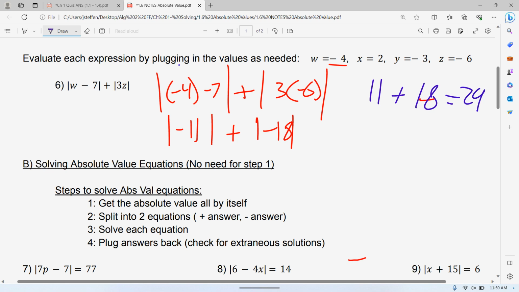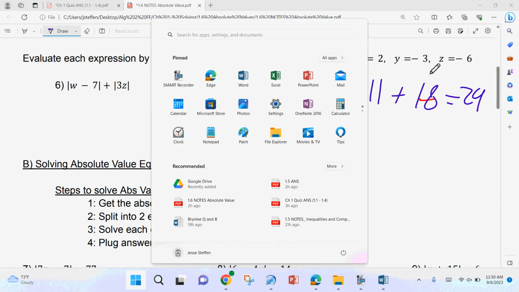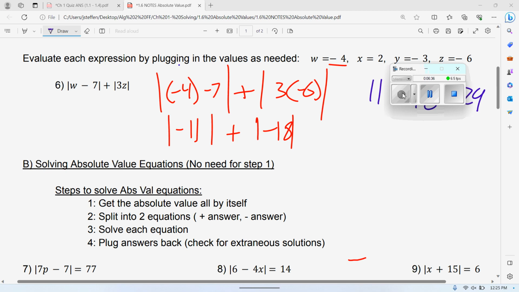Is that your lunch bell? Okay. Getting into the good stuff.